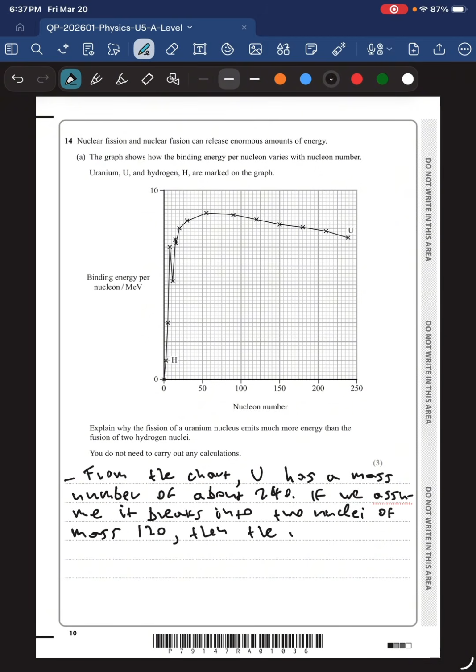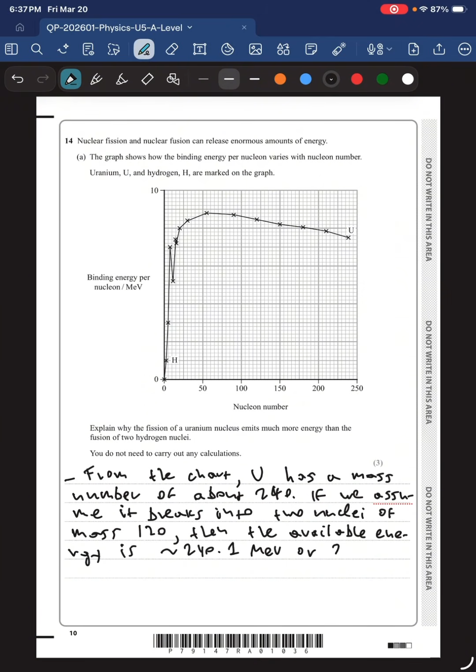the available energy is about 240 times 1 MeV, or about 240 MeVs. How do we know that? Because if we look at the chart, that's uranium, okay? And the element 120 is somewhere here, say, okay? So this difference over here is 1 MeV, okay?